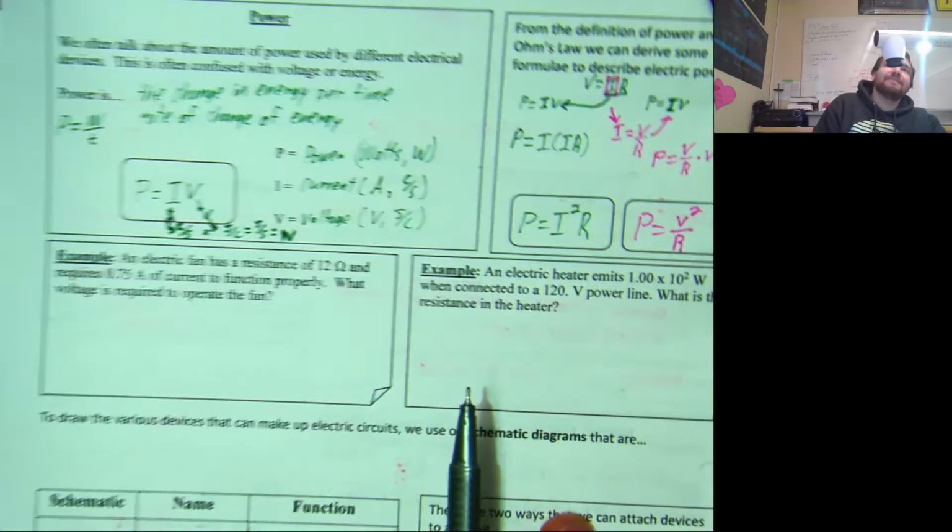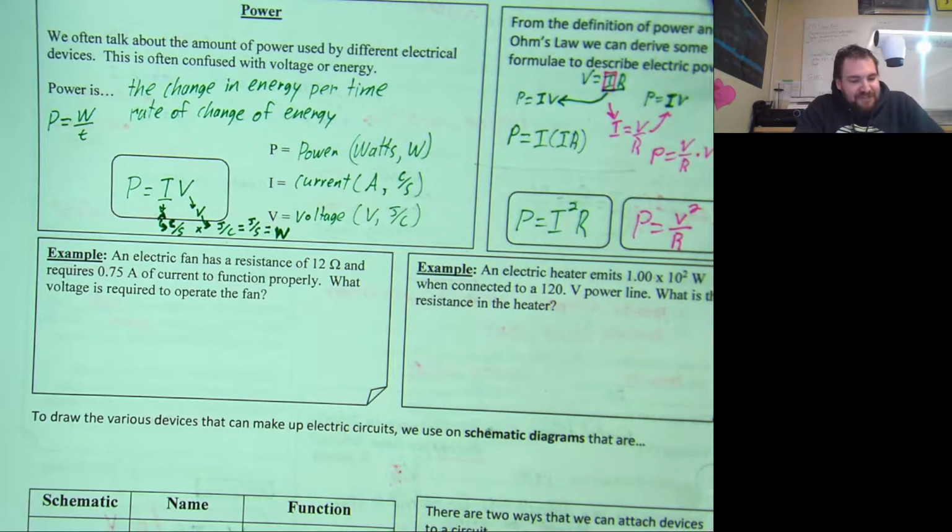Okay, there we go. So 2 examples. An electric fan has a resistance of 12 ohms and requires 0.75 amps of current to function properly. What voltage is required to operate the fan?